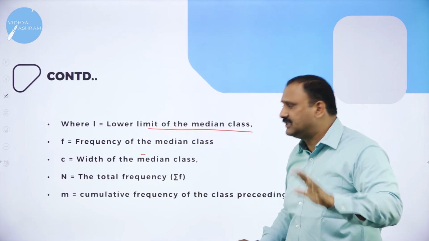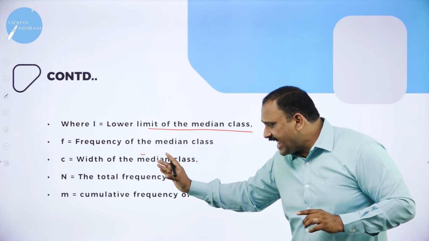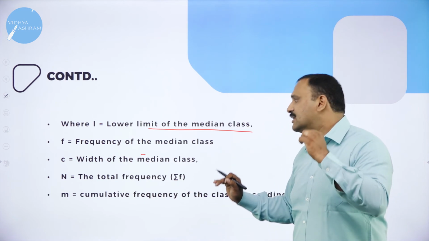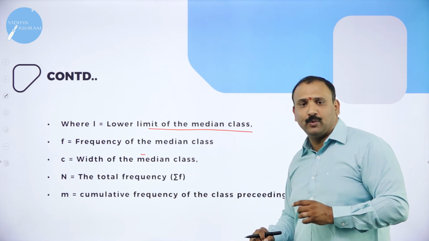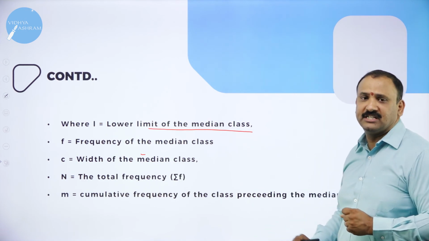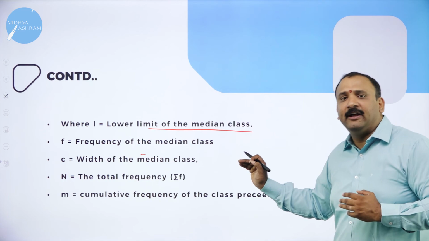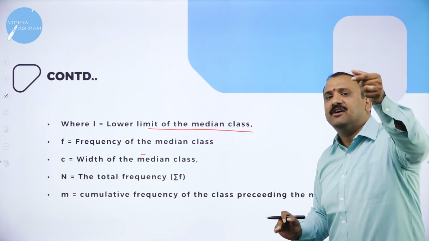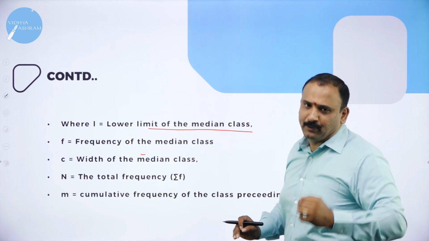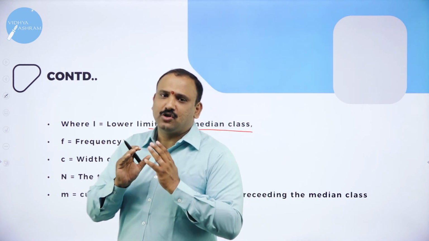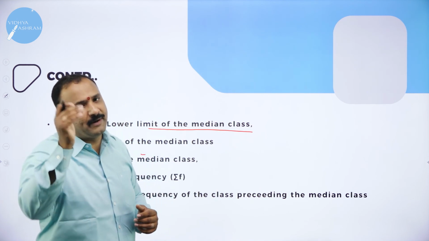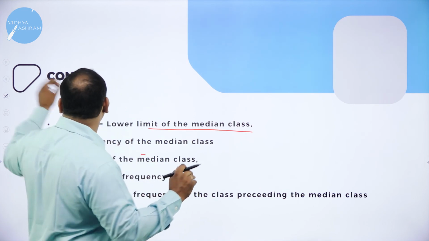So I want you to remember these factors: L, F, C, N and M. One more time, L is the lower limit, F is the frequency, C is the width of the median class, N is the total frequency, and M is the cumulative frequency. All these values will be available to you in the problem itself. All you have to do is pick up those values, fit them into the formula, and you will be able to get the answer. So no need to worry, this is not big confusing mathematics or a big challenge. Just put in the values, and automatically you will be able to get the answer. With that, we come to the conclusion of today's session.